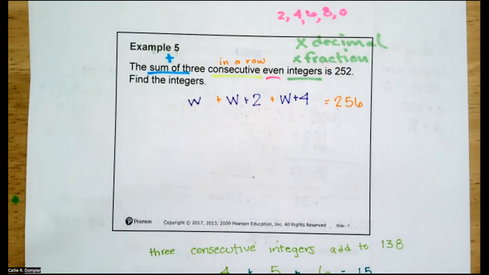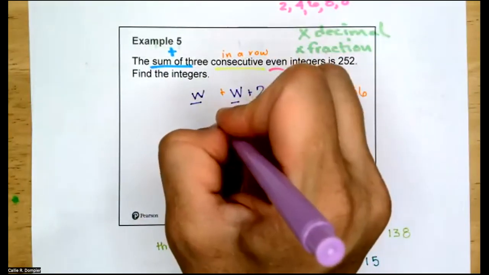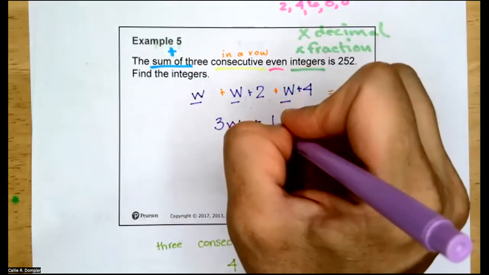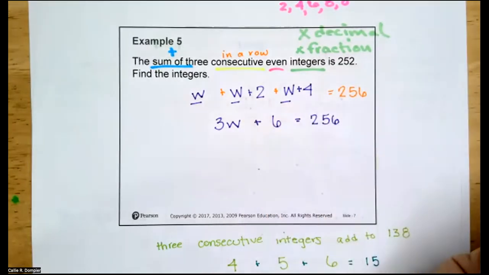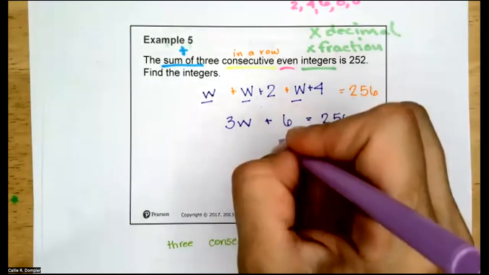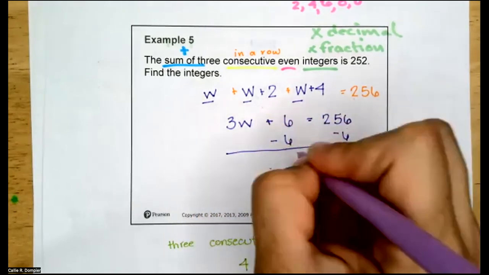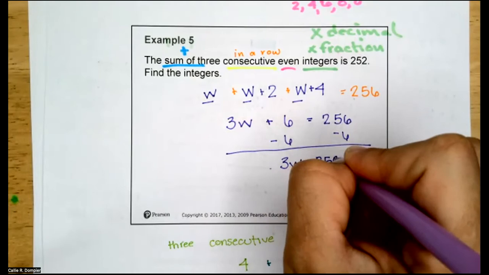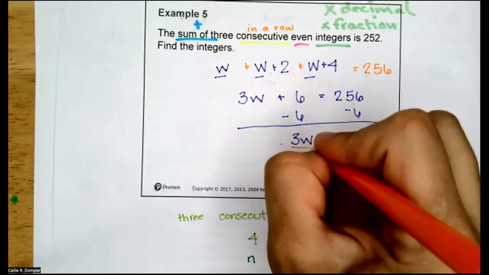Good. Now we're just going to combine like terms. I have a W and a W and a W, which become 3Ws. And I have the numbers 4 and 2, which become 6, equals 256. Now we're just solving this, because writing the equation is definitely the hardest part for me. Subtract 6, 3W equals 250. Good. Divide 250 by 3.